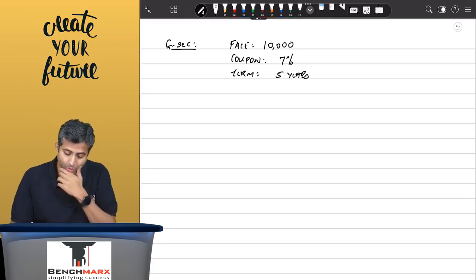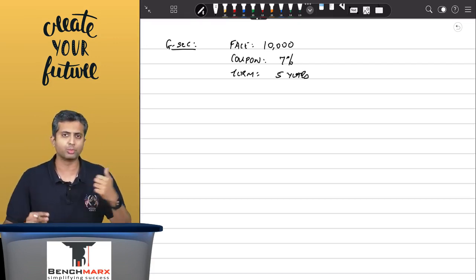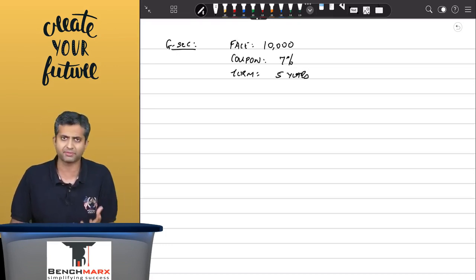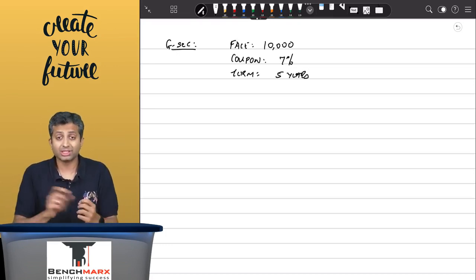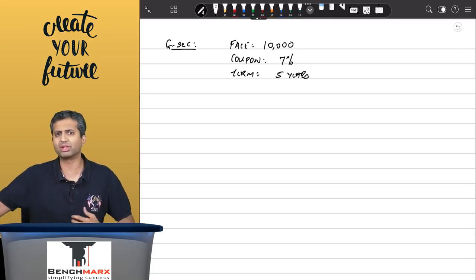Well, in the case of a bond, the future cash flows will comprise coupons. So over here, 700 of coupon in year 1, 700 in year 2, 700 in year 3, 700 in year 4, and 700 in year 5. Is that it? These are the coupon payments. Apart from that, you can also receive the principal payment. So over here, let us say 10,000 is the value of the principal.